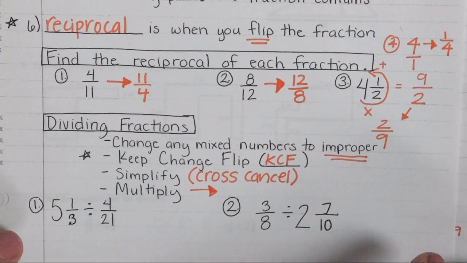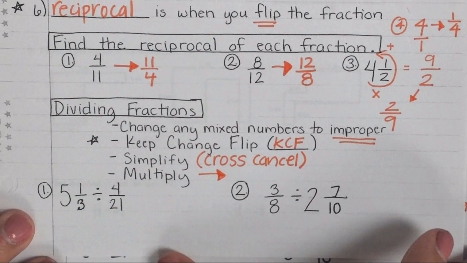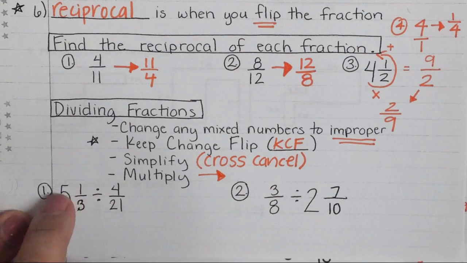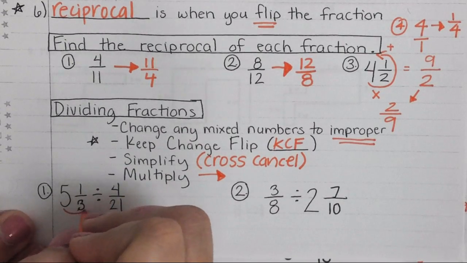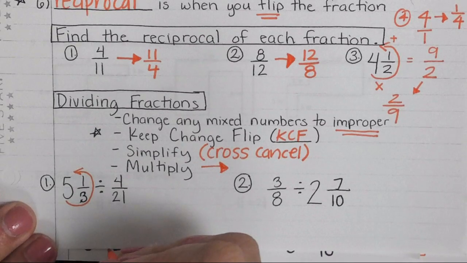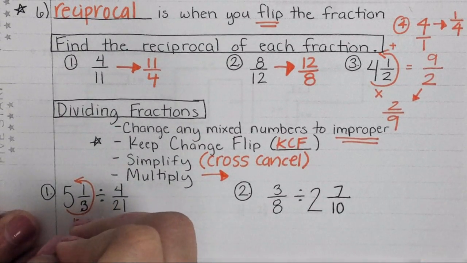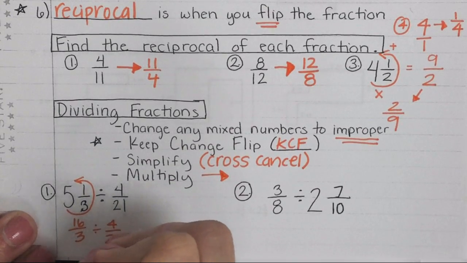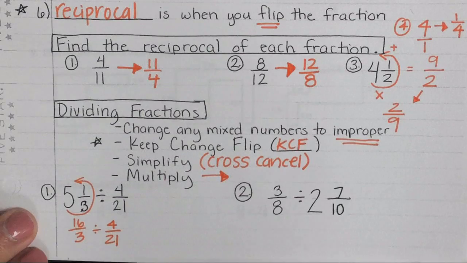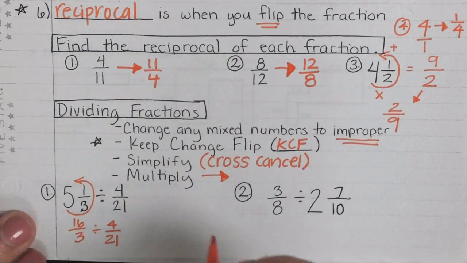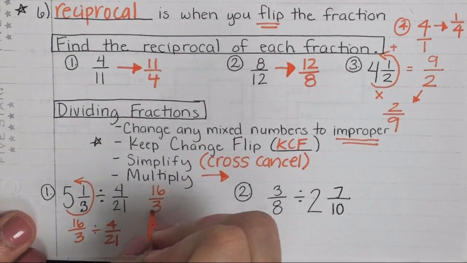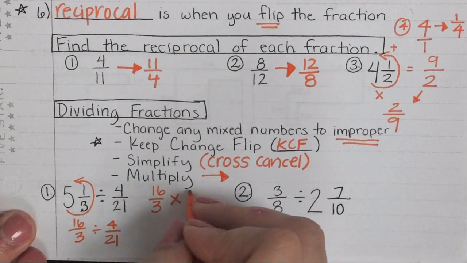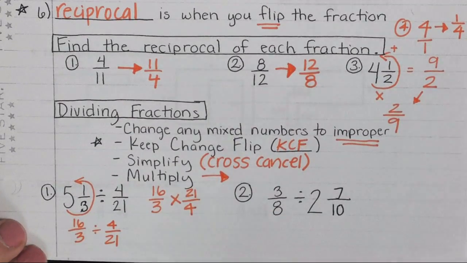So looking at our first example, what have we got to do? Make it into an improper fraction. So 5 times 3 is 15, plus 1, 16 over 3. And that is still divided by 4 over 21. Now, once we've changed it to an improper fraction, I'm going to move over here because I ran out of room. I'm going to keep my first fraction, change my sign from division to multiplication, and flip my second fraction.